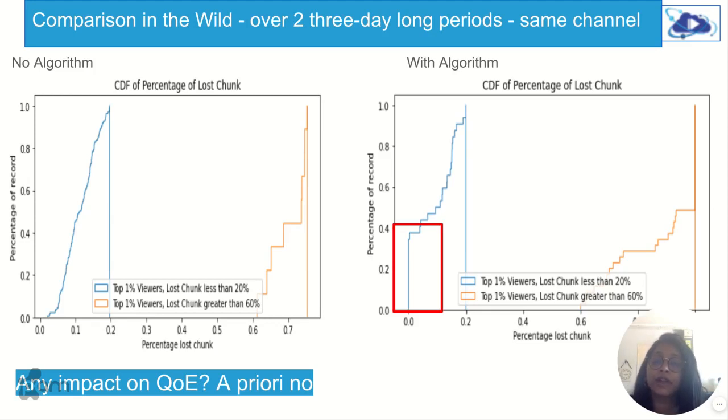We also tried to measure if there was any impact on the quality of experience for the viewers, and we did not find any quality of experience impact on the system, which is also discussed in more detail. We have also discussed in detail the experiments done in the testbed, which is present in the paper.